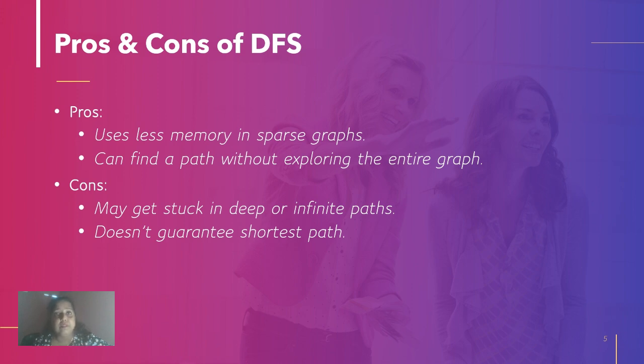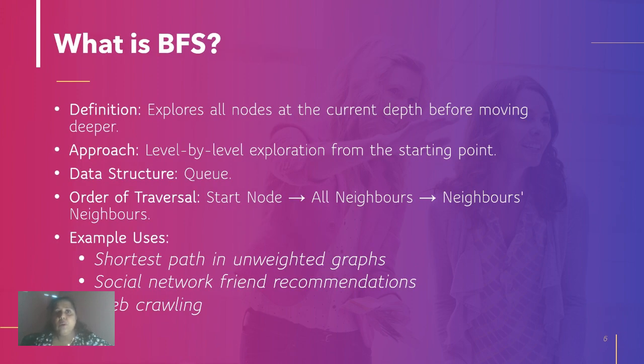So what is BFS? It explores all nodes at the current depth before moving deeper. The approach is level by level exploration from the starting point. Data structure: queue. Order of traversal: start node, all neighbors, and neighbors of the neighbors, like that. Example uses: shortest path in unweighted graphs, social network friend recommendations, web crawling.